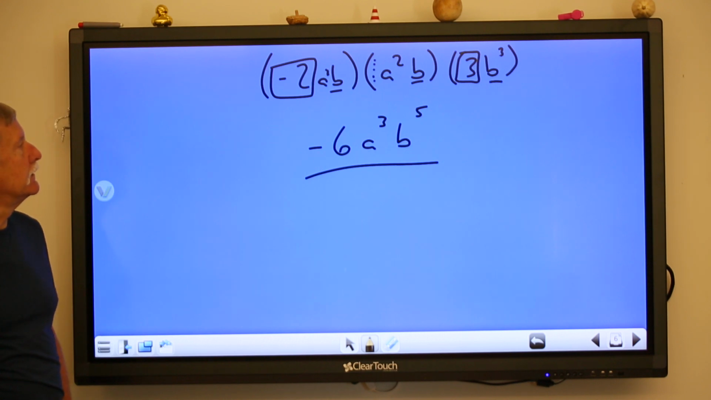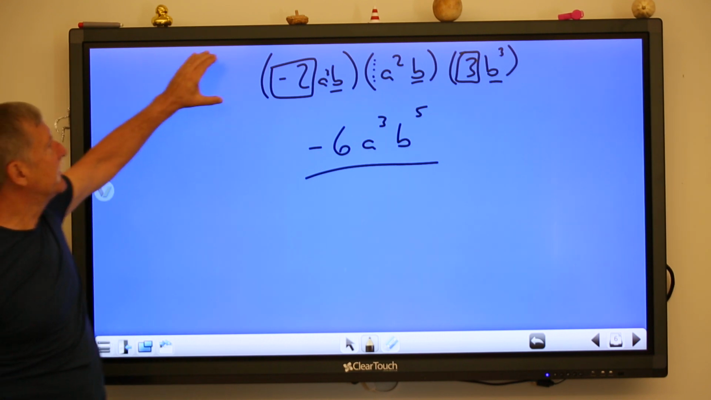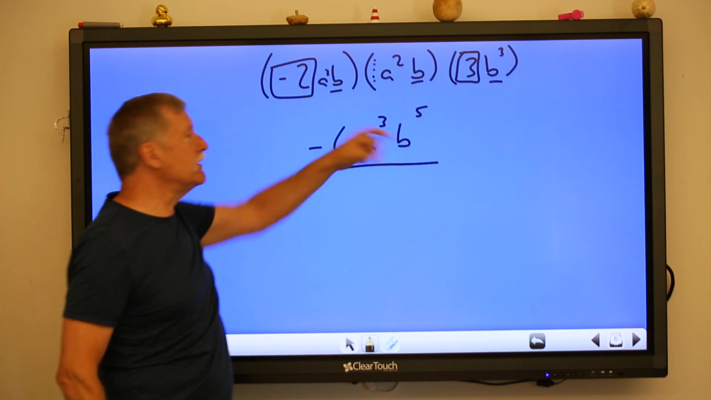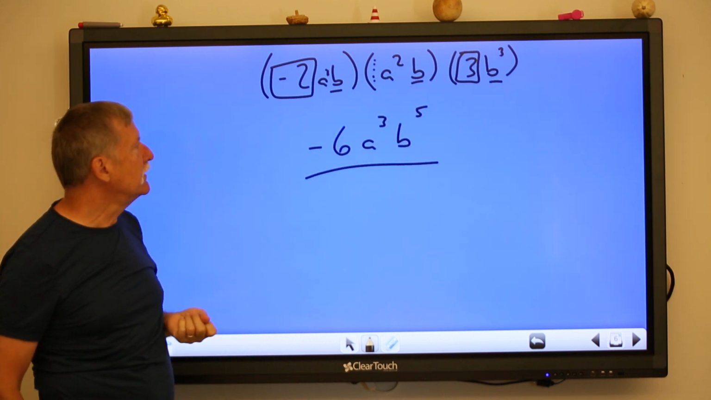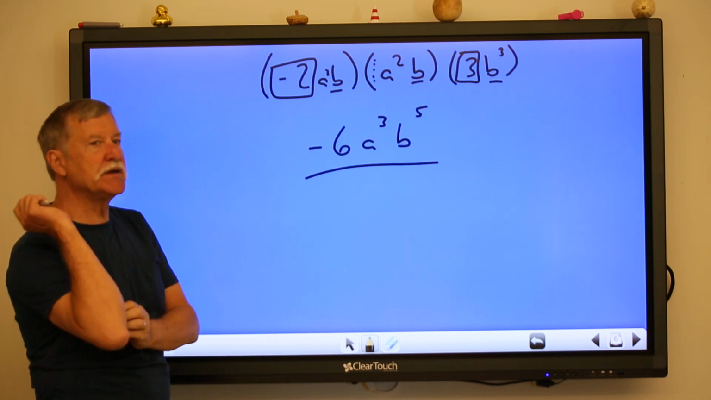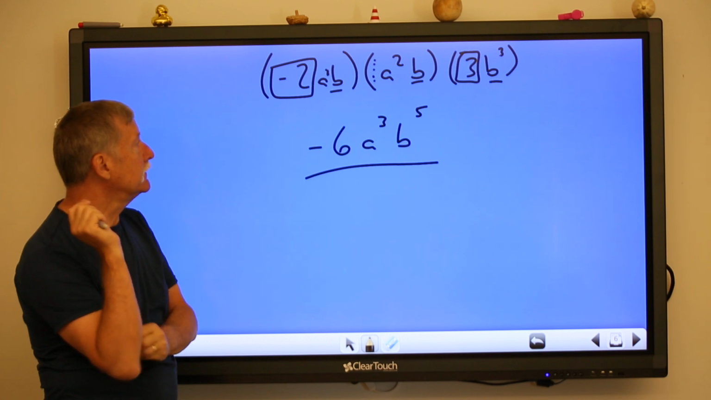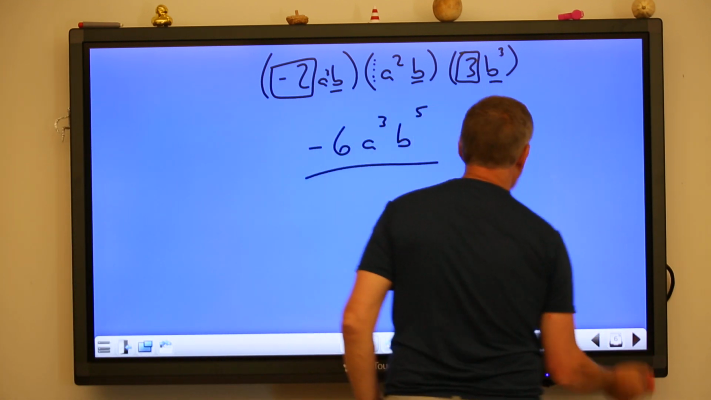All right. And again, that's one term, and when you're done, you got one term. And yes, the exponents change because we are multiplying. All right.